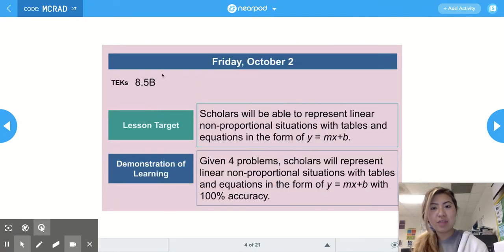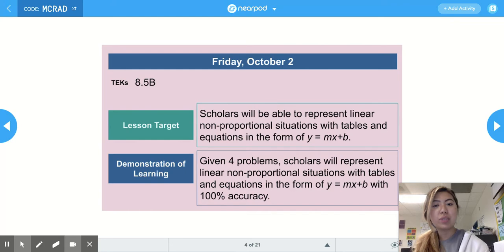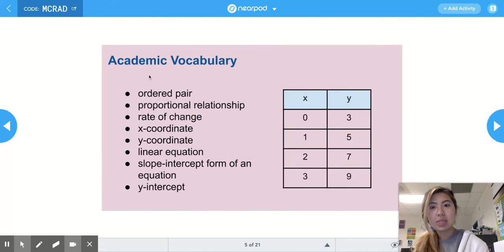Today's TEK is 8.5b. The lesson target: scholars will be able to represent linear non-proportional situations with tables and equations in the form of y equals mx plus b. And our deal well is given 4 problems. Scholars will be able to represent those linear non-proportional situations with 100% accuracy. Some academic vocabulary words to go over are ordered pair, proportional relationship, rate of change, x-coordinate, y-coordinate, linear equation, slope-intercept form of an equation, and the y-intercept.